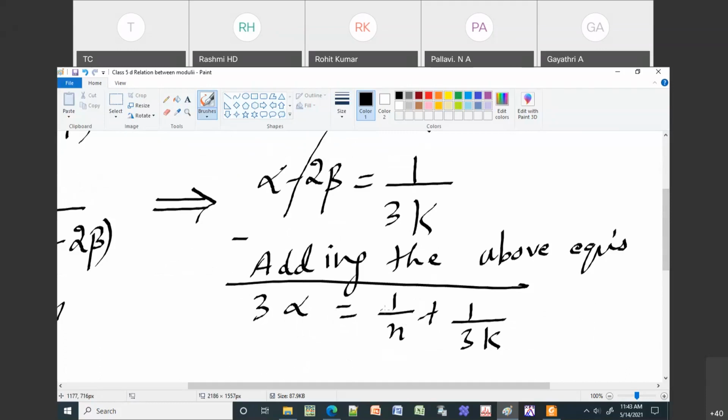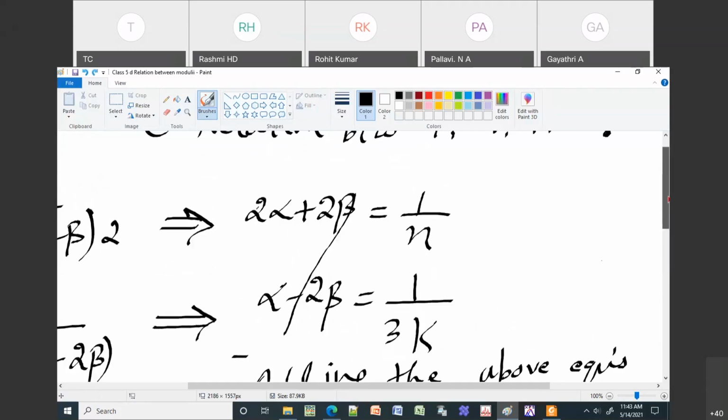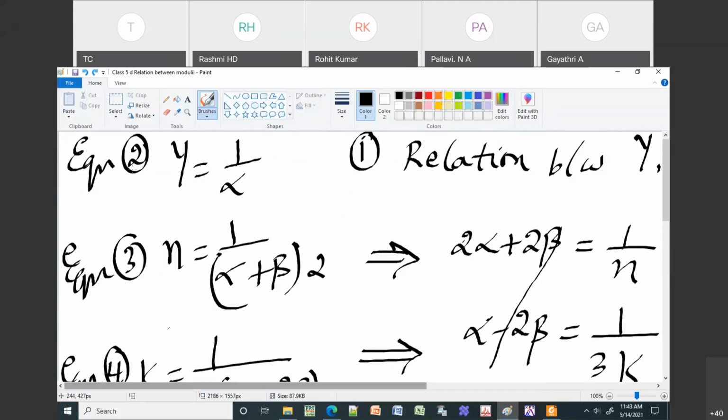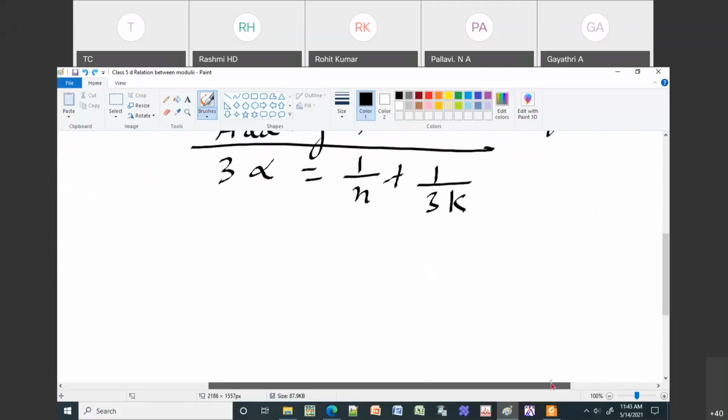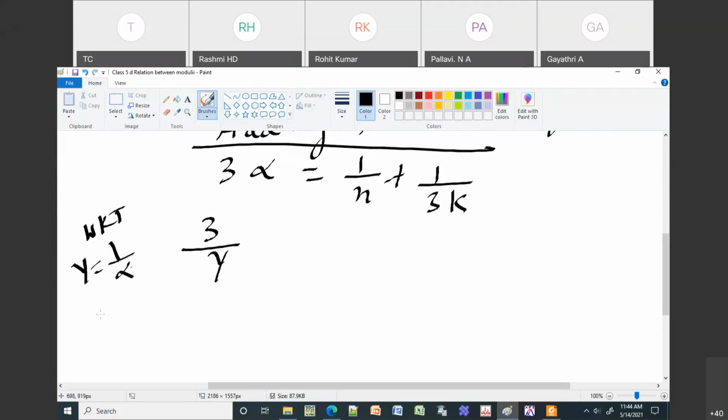So now you need to remember equation number 2. What is equation number 2? Equation number 2 is y is equal to 1 by alpha, right? So you need to remember this. In that case, if I take only the left hand side, I can write it as 3 by y, because we know that y is equal to 1 by alpha, so alpha is 1 by y. So by using this, 3 into alpha is nothing but 3 by y.